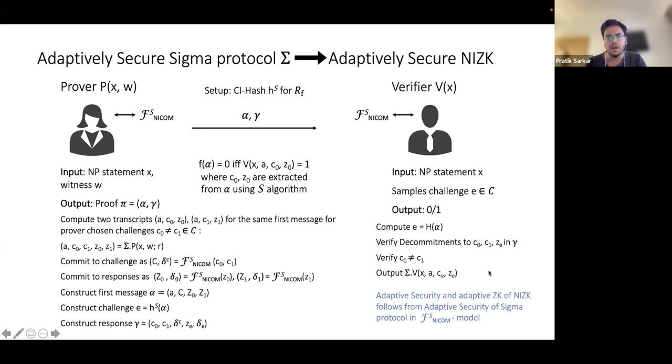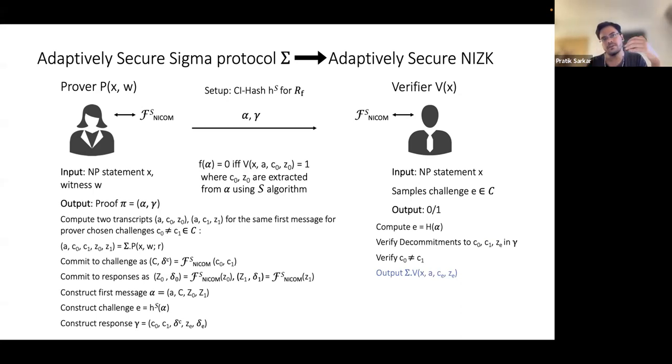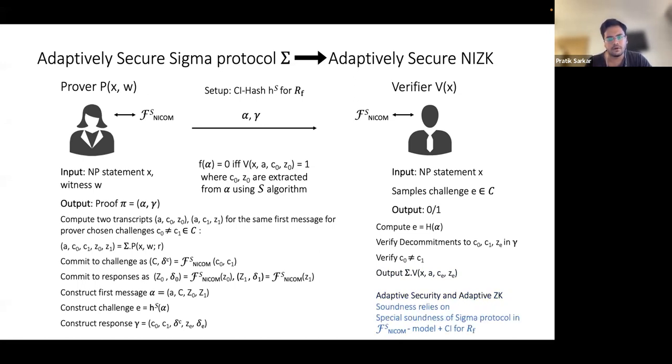And so this is our NIZK compiler from a triply adaptive Sigma protocol. From an adaptively secure Sigma protocol to an adaptively secure NIZK. And we can also argue that if the Sigma protocol is triply adaptive, then the NIZK is triply adaptive. And the adaptive security and adaptive zero knowledge of the NIZK follows from adaptive security of the Sigma protocol in the FNICOM model. And soundness of the protocol relies on special soundness of the Sigma protocol in the FNICOM model and the correlation intractability for the relation.